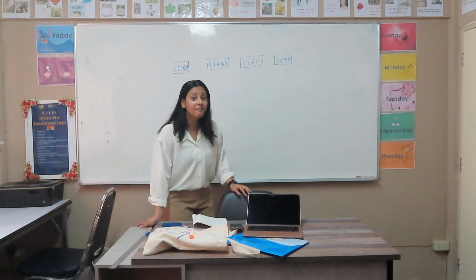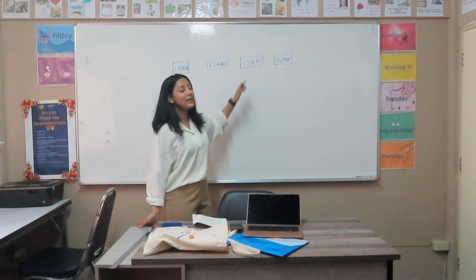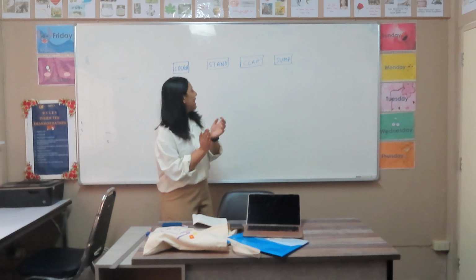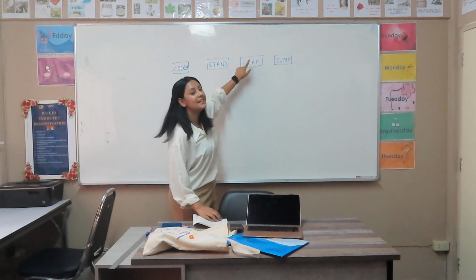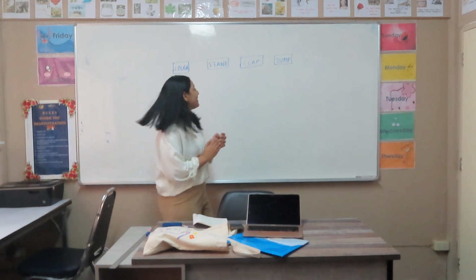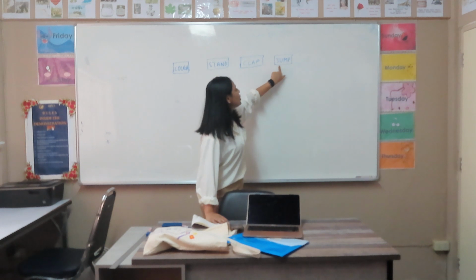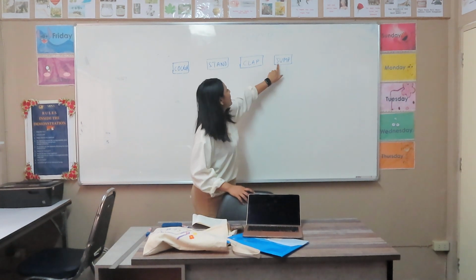Now we will do clap. Can anyone tell the meaning of clap? What is clap? Clap anyone? So clap is like this. Clap everyone, clap. Right. C-L-A-P. Repeat. C-L-A-P. Clap. Everybody clap. Yes, good. Now we will jump. How to jump? Like this. Jump everyone. Jump with me. Yes.